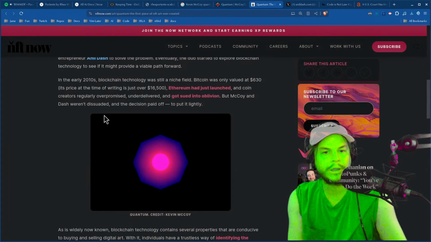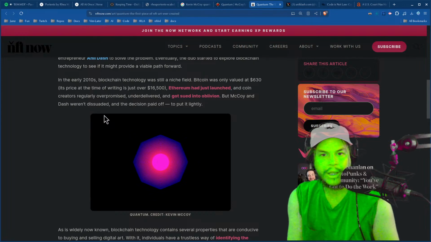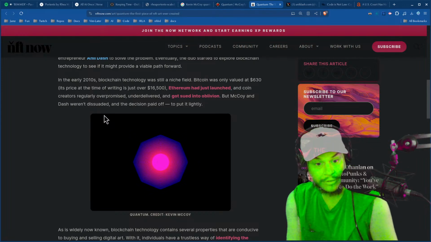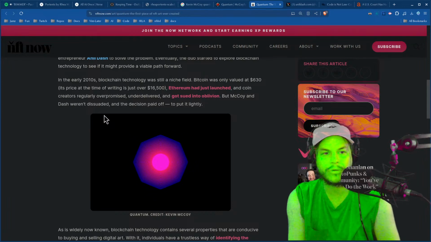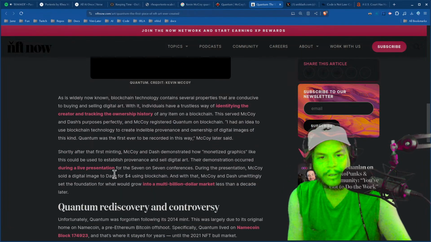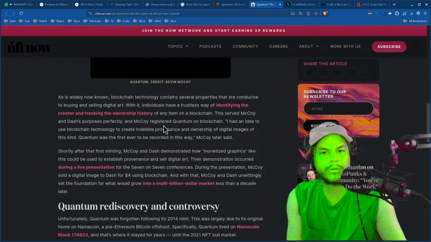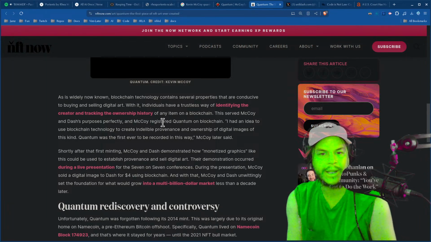Okay, cool. In the early 2010s, blockchain technology was still a niche field. Bitcoin was only $600. At the time of this article, it was $1,600. Damn, things have changed. Ethereum just launched, and coin creators regularly overpromised, underdelivered, and got sued into oblivion. But McCoy and Dash were not dissuaded. So with it, individuals have a trustless way of identifying the creator and tracking the ownership history of an item on blockchain. This served McCoy and Dash's purposes perfectly.